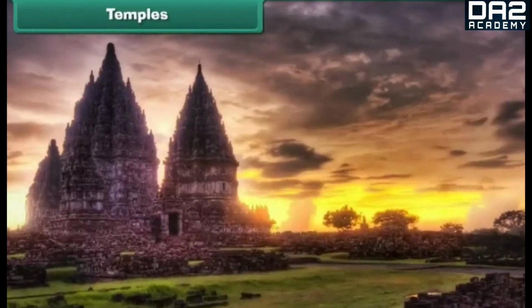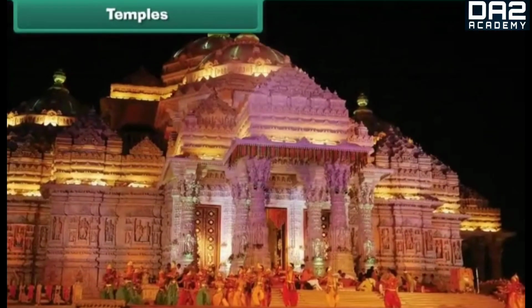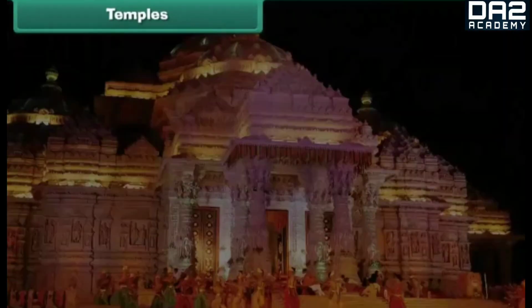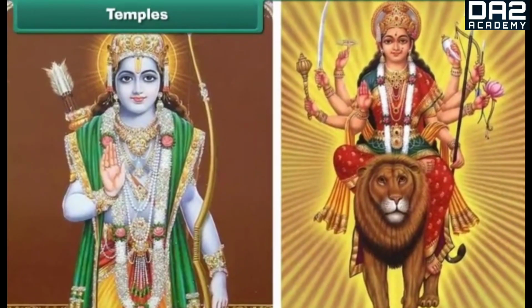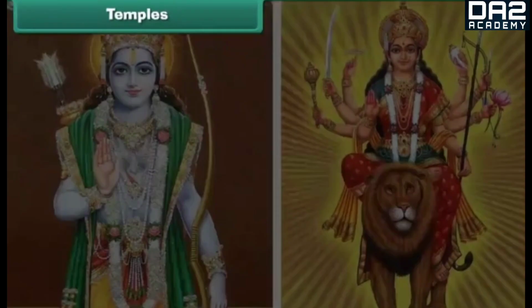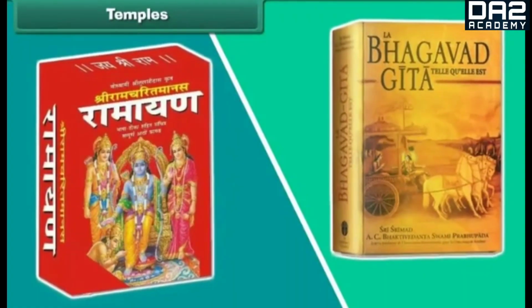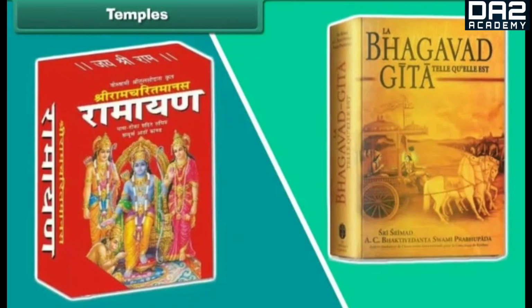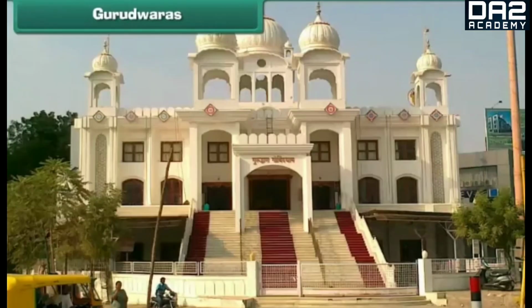Temples. Temple is the place of worship for Hindus. They worship idols of gods and goddesses. Ramayana and Srimad Bhagavad Gita are the holy books of the Hindus.